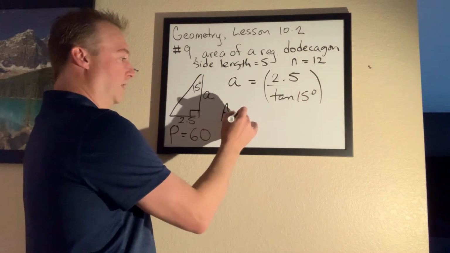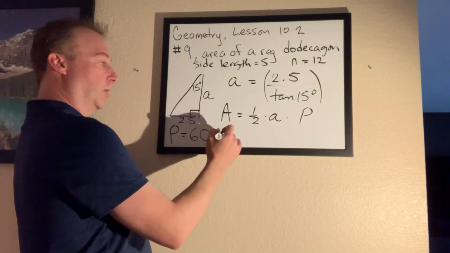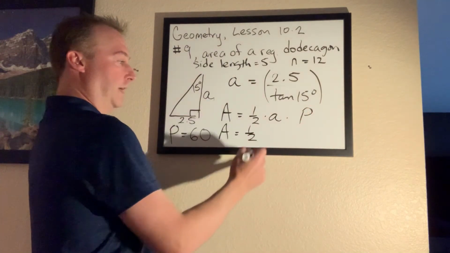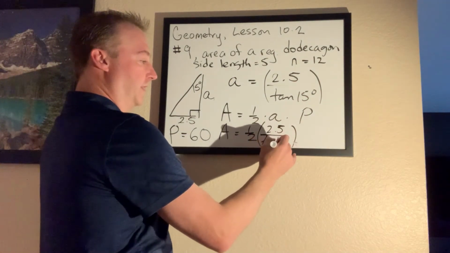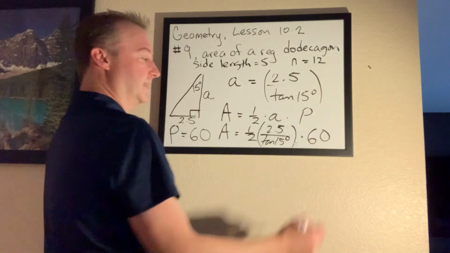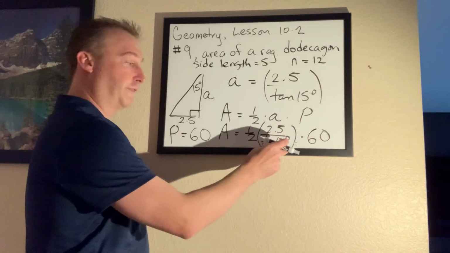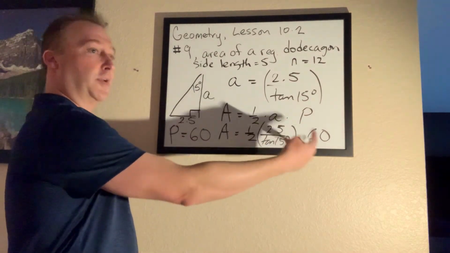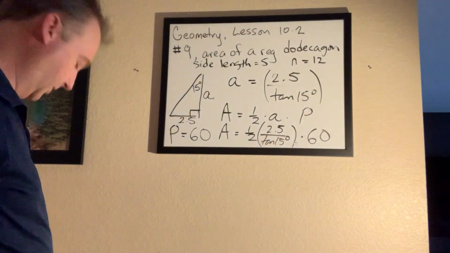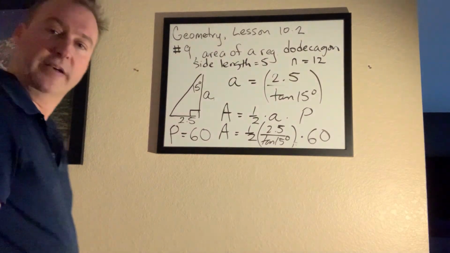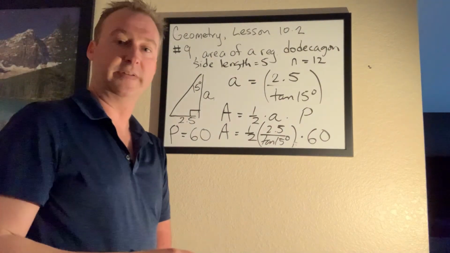So recall, here's our formula for the area: 1/2 times the apothem times the perimeter. So when you're plugging in here, you're just going to go 1/2 times your apothem, 2.5 over tan of 15 degrees, times the perimeter, which is 60. On your calculator, maybe go 2.5 over tan 15 first, and then multiply all that by 30. Half of 60 would be 30, just multiply all that by 30. You'll get your answer, and the answer, I believe, comes out to 279.9 meters squared.